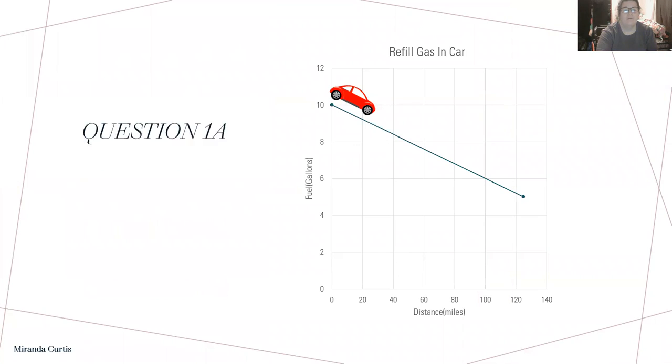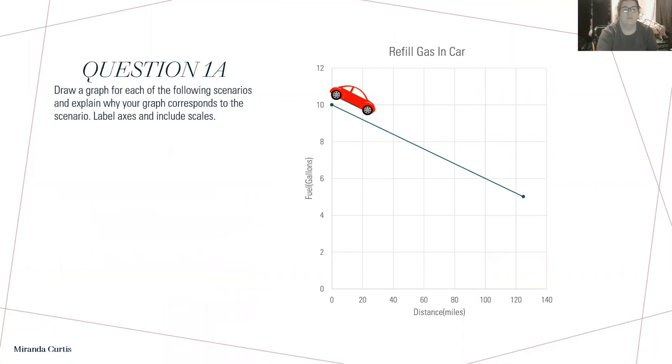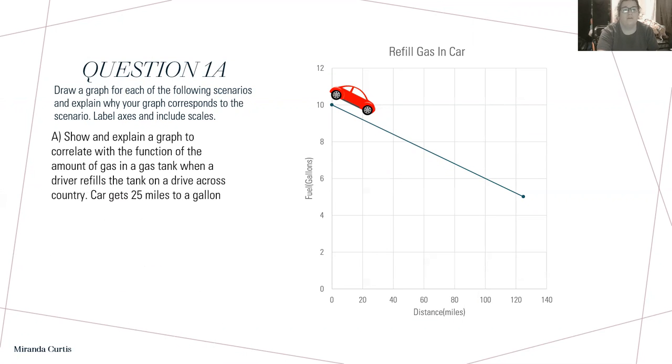Okay, our first question is question 1A. Draw a graph for each of the following scenarios and explain why your graph corresponds to the scenario. Label axes and include scales. Our first scenario is show and explain a graph to correlate with the function of the amount of gas in a gas tank when a driver refills the tank on a drive across country.